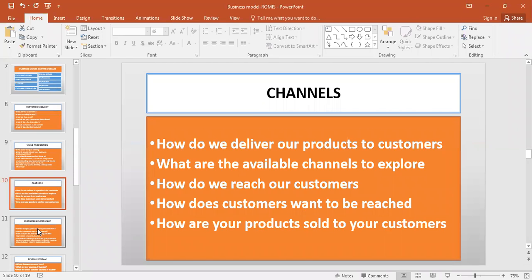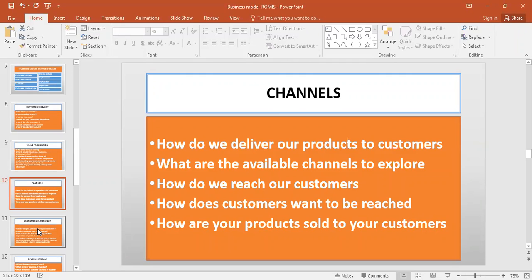What channels are you using to deliver your products and services to your customers? How will customers get them? Do you need middlemen? Do you need distributors? Or are you using e-stores, or distribution outlets, or an online platform? How do customers really want to be reached? By the time you do your research, you will know what customers really want. It is not about what you think customers want, it's about what they really want.